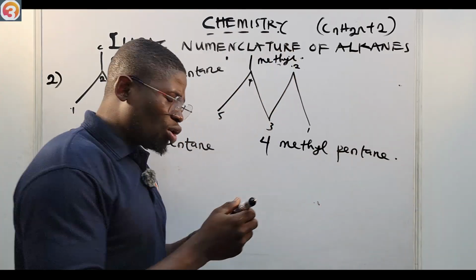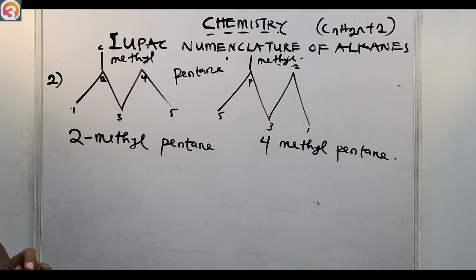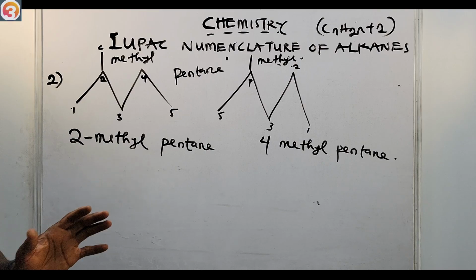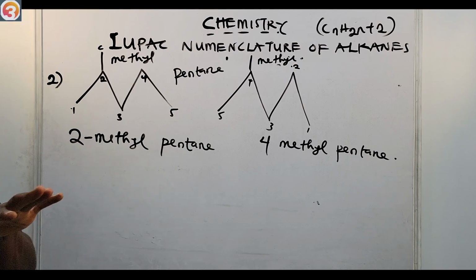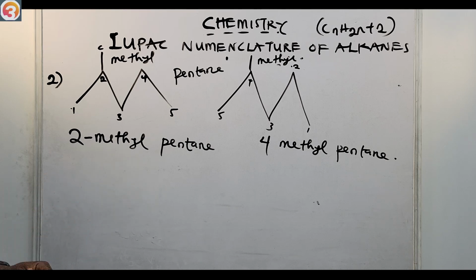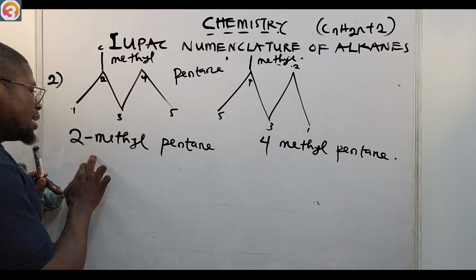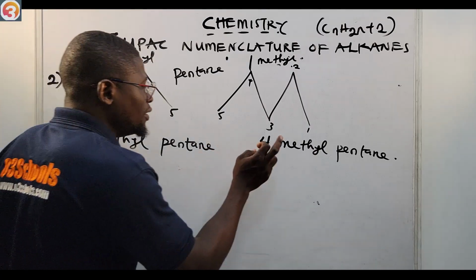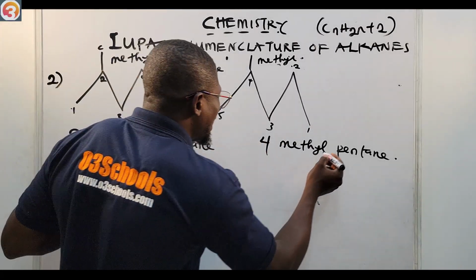But which one is more correct? When we are at this kind of crossroad, we take the number that is lesser. We cannot take the number that is higher. The substituent is on the second carbon on this one, but on the fourth carbon on this one. That's why this one cannot be the correct answer.